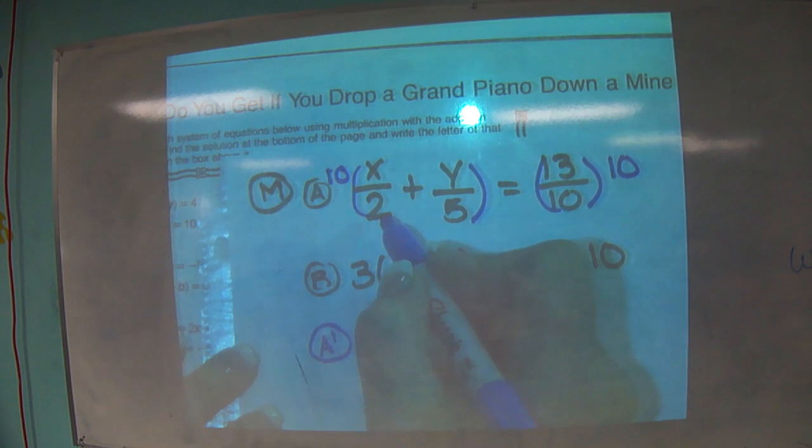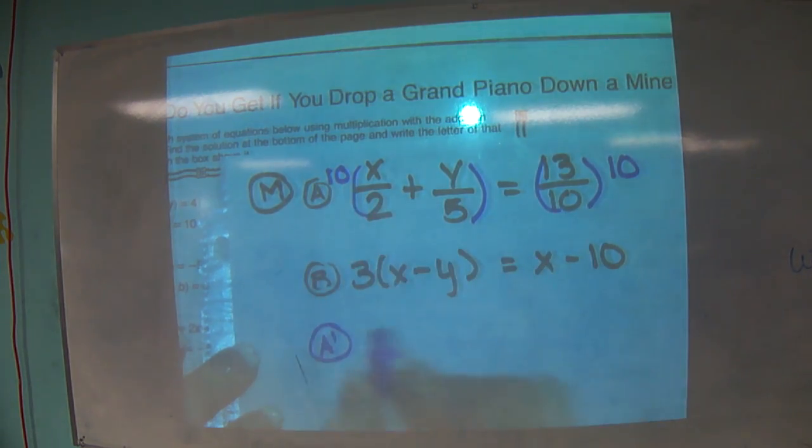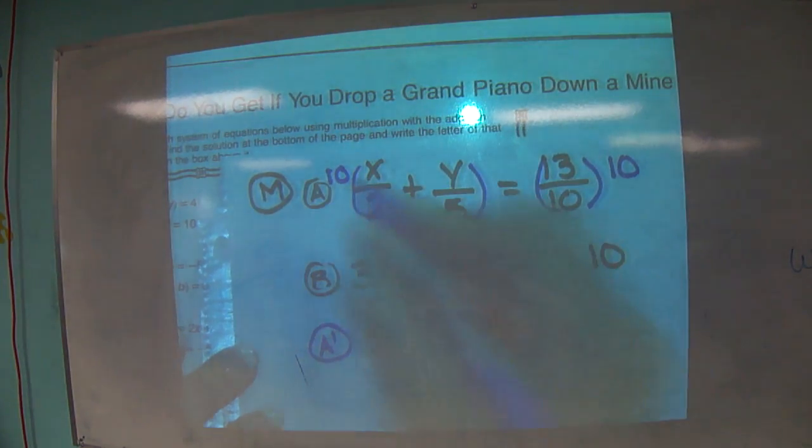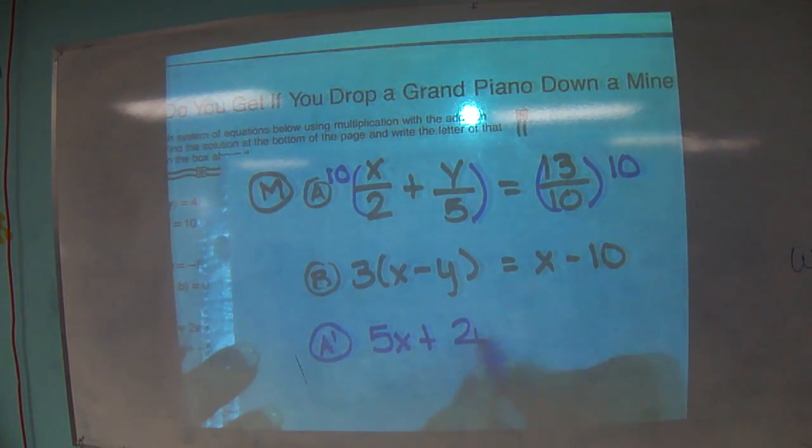if you simplify this, how many 2's in 10? 5. So this is going to be 5x. How many 5's in 10? 2. So this is 2y. And how many 10's in 10? 1. So 1 times 13 is still 13.